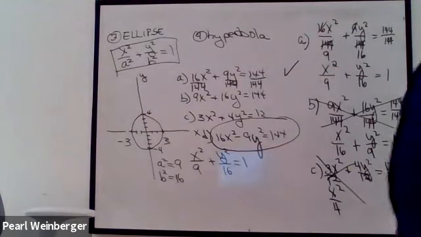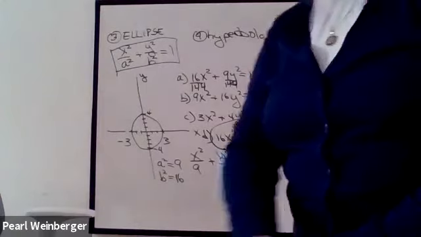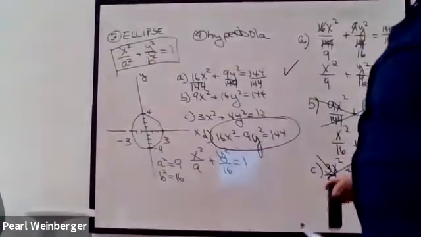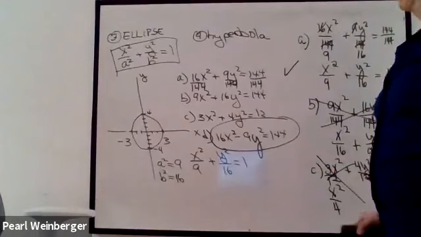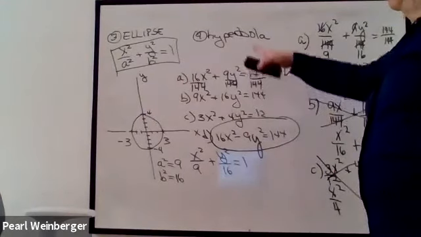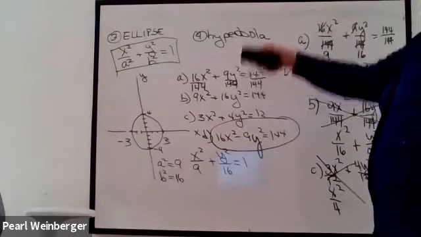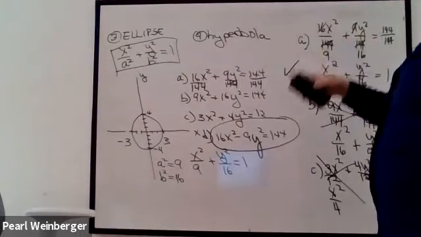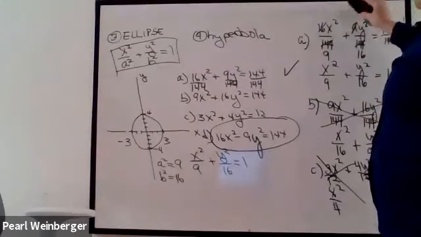So looking at this, the answer to this one was A and not B. This is very easy to make this mistake. But remember, it's x squared over a squared plus y squared over b squared.